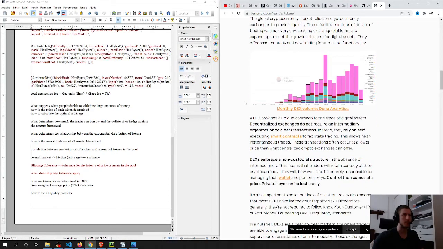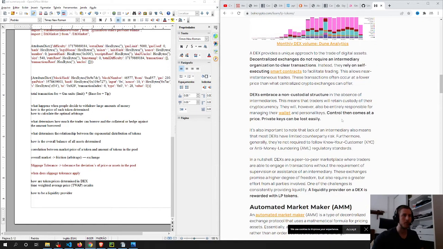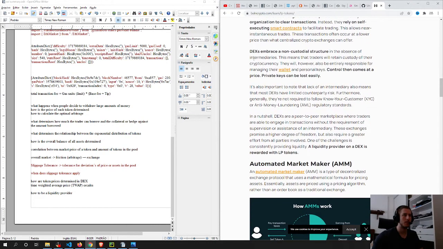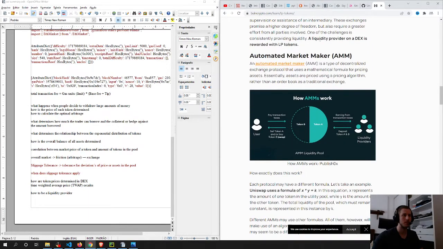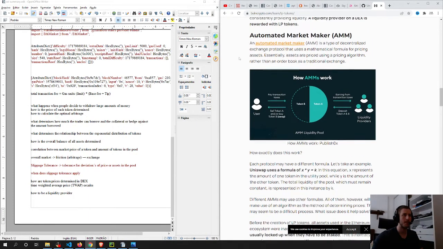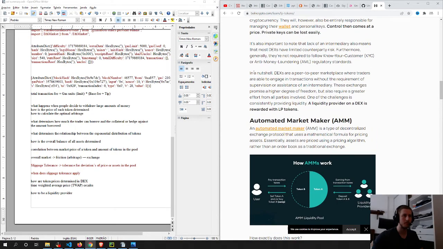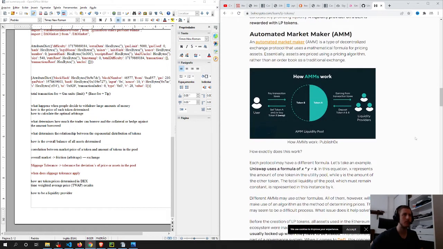The global cryptocurrency market relies on cryptocurrency. DEX provides a unique approach to the trade of digital assets. Decentralized exchanges do not require an intermediary organization to clear transactions. Instead, they rely on non-custodial. An automated market maker is a type of decentralized exchange protocol that uses a mathematical formula for pricing assets.